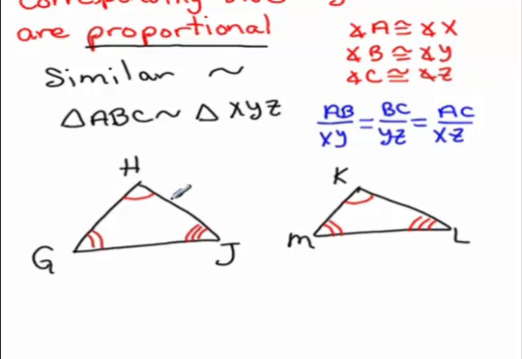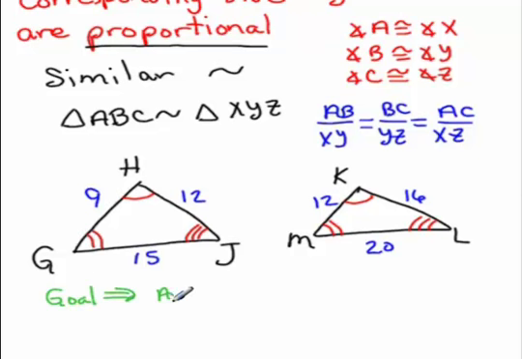We have the following measures given: 9, 12, 15, and the following: 12, 16, and 20. Now our goal here is to check for proportionality. In other words, are the triangles similar? So the first thing we need to do is check to see if all corresponding angles are congruent. Notice that angle H is congruent to angle K, angle G congruent to M, and angle J congruent to L. Now check for proportionality.